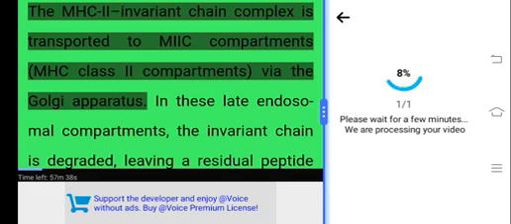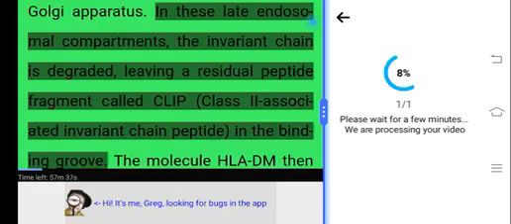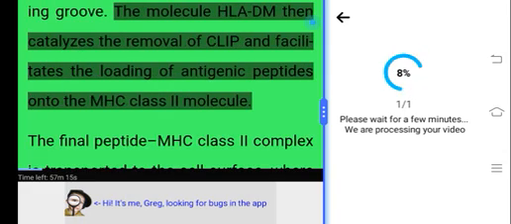The MHC2 invariant chain complex is transported to MIIC compartments, MHC class II compartments, via the Golgi apparatus. In these late endosomal compartments, the invariant chain is degraded, leaving a residual peptide fragment called CLIP, class II associated invariant chain peptide, in the binding groove. The molecule HLA-DM then catalyzes the removal of CLIP and facilitates the loading of antigenic peptides onto the MHC class II molecule.